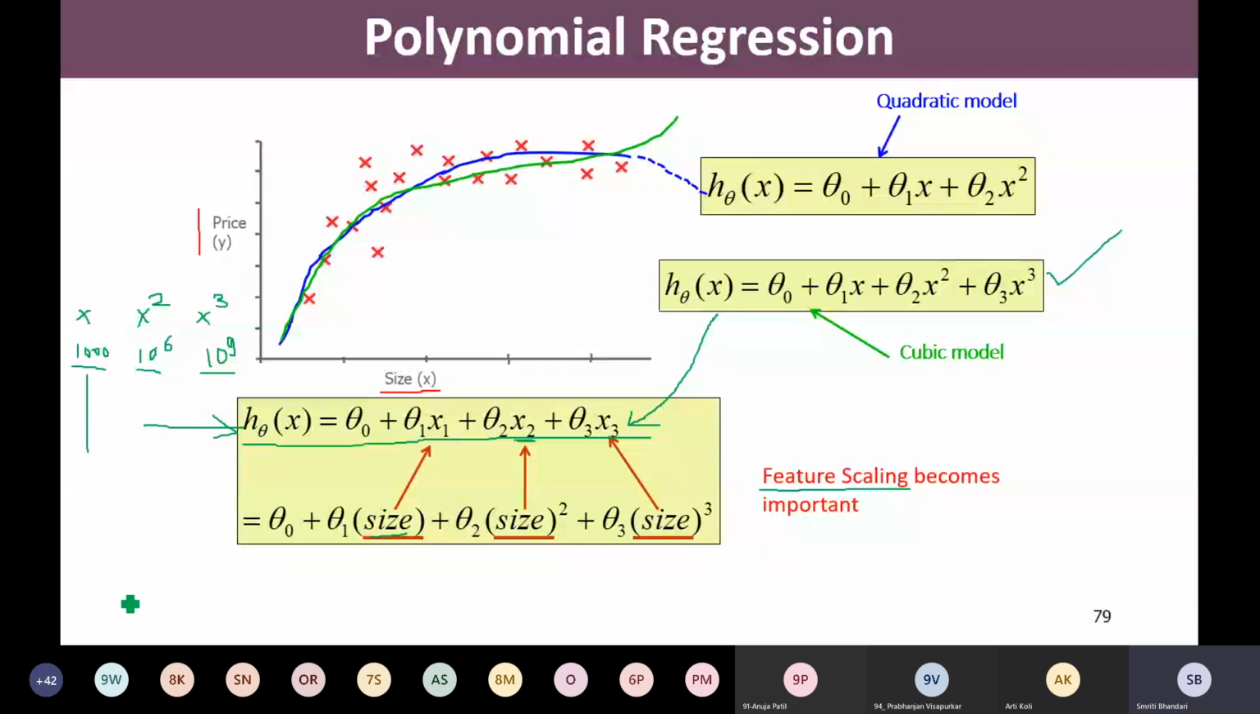Yes, ma'am. But here the values will increase rapidly, na? Yes, obviously. That is what I am saying. See, if I consider such features, obviously, as I am having the square value and cubic value, the range of values is very much different, right?